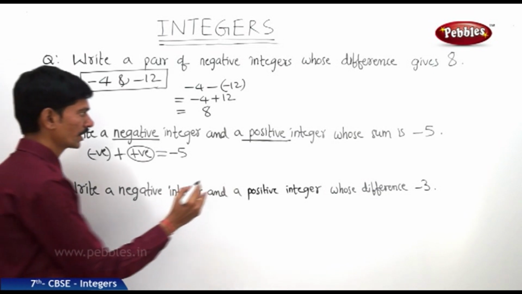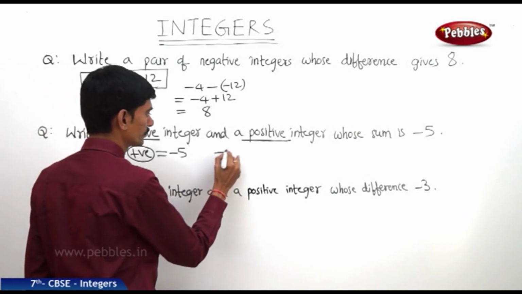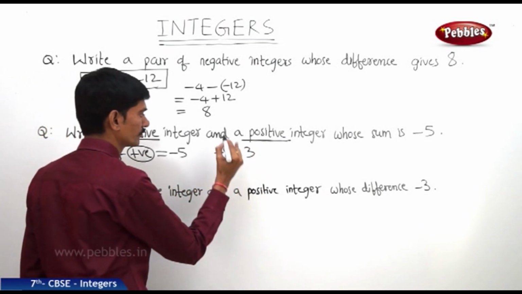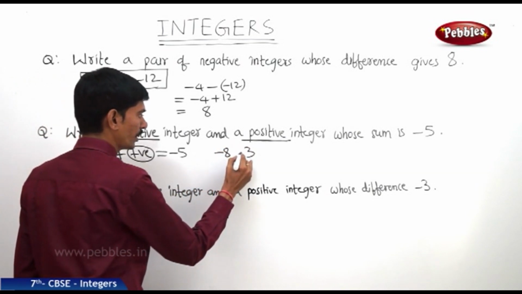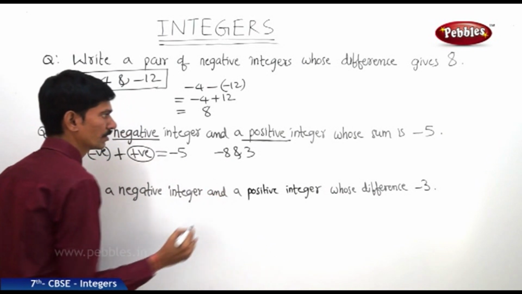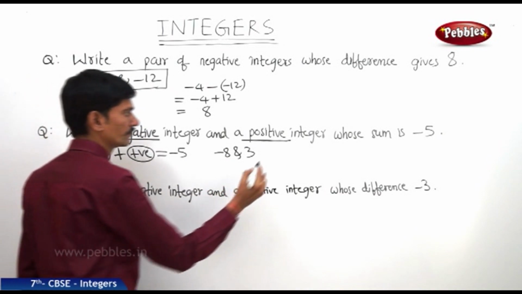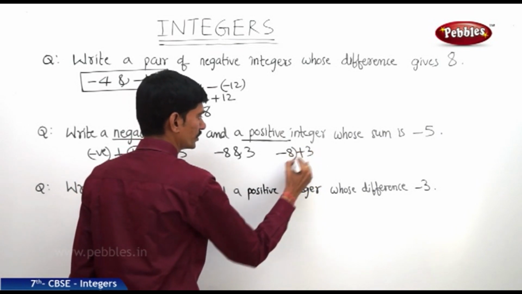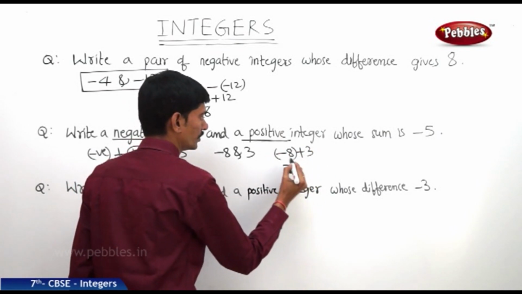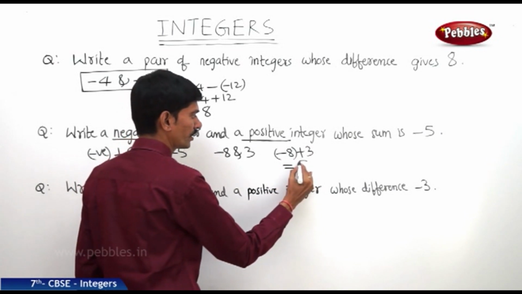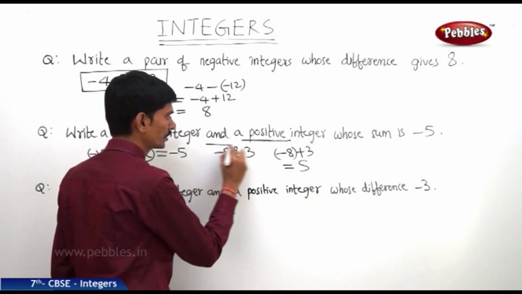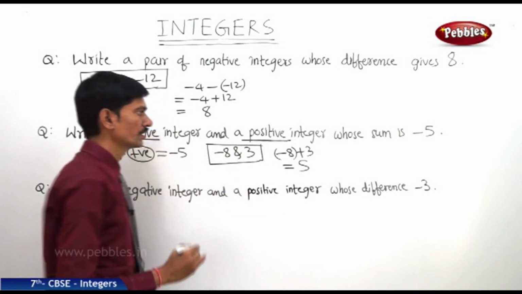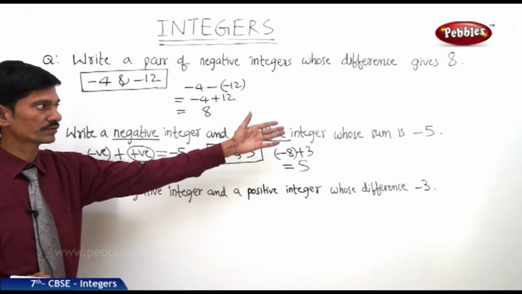So first you will take the negative integer as -8 and the positive integer as 3. So we will take -8 and 3. Now let us check their sum. -8 plus 3 is -5. So these are the two integers, -8 and 3 are the two integers whose sum is -5.